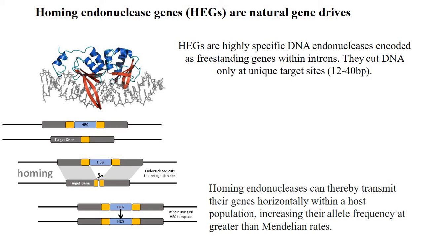Their target site is also not as specific as that of restriction endonucleases. In restriction endonucleases, the 4, 6, or 8 base pair recognition site must be exactly the same sequence, but that's not the case with homing endonucleases. They can tolerate a variation in the sequence.